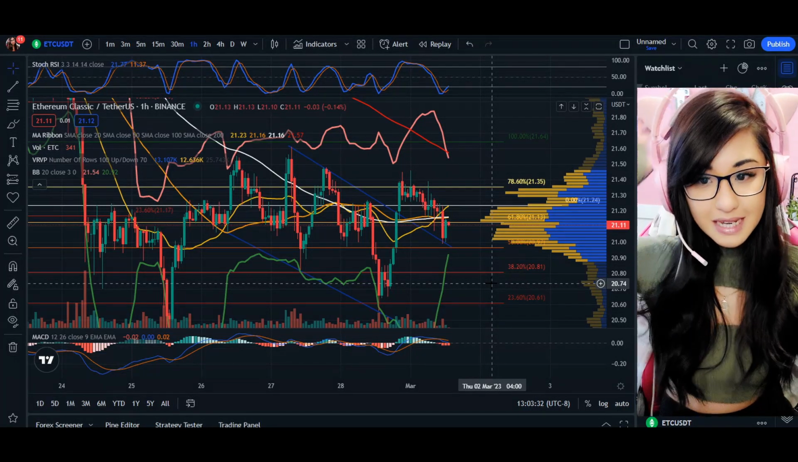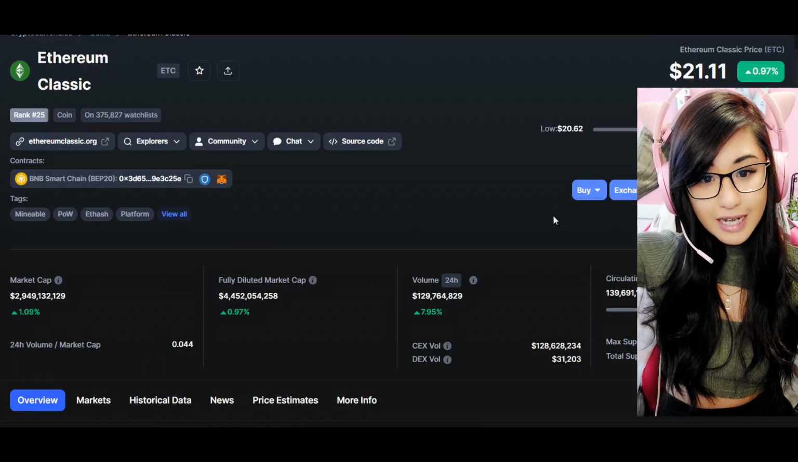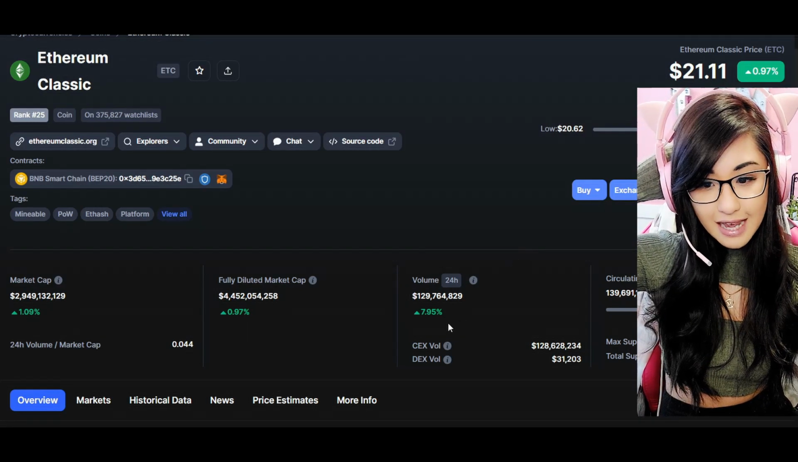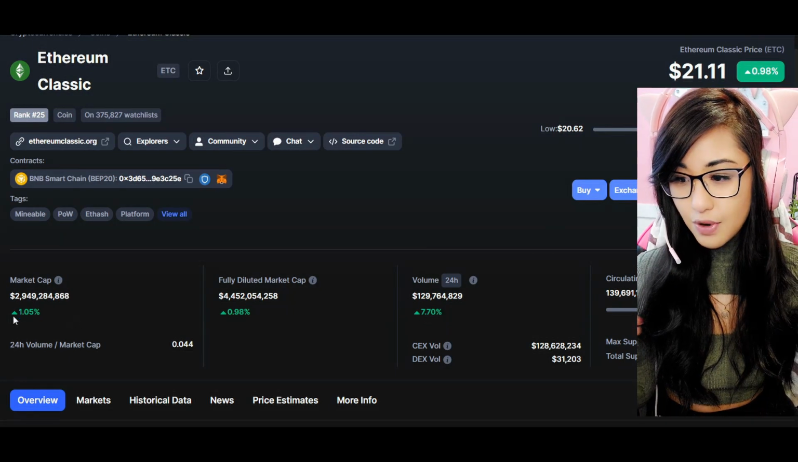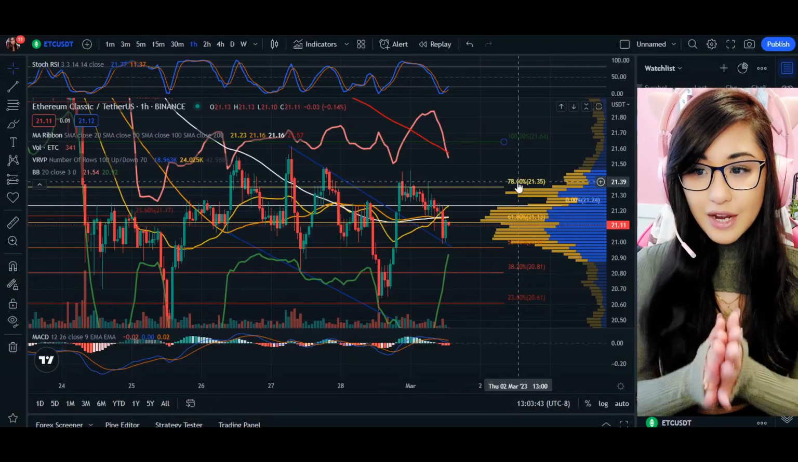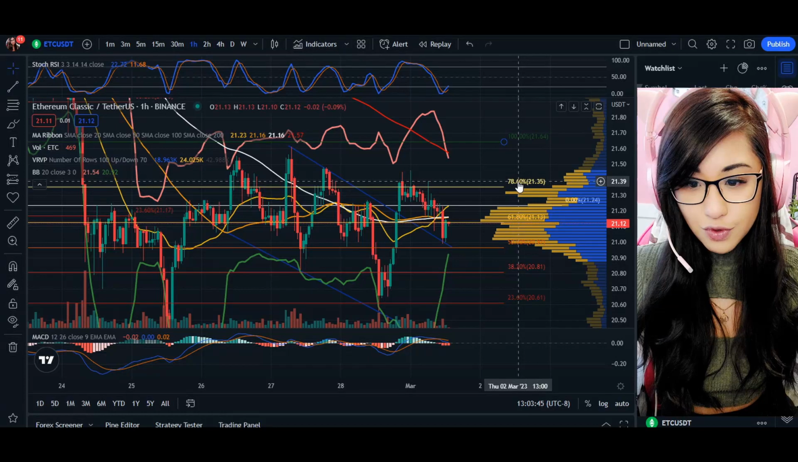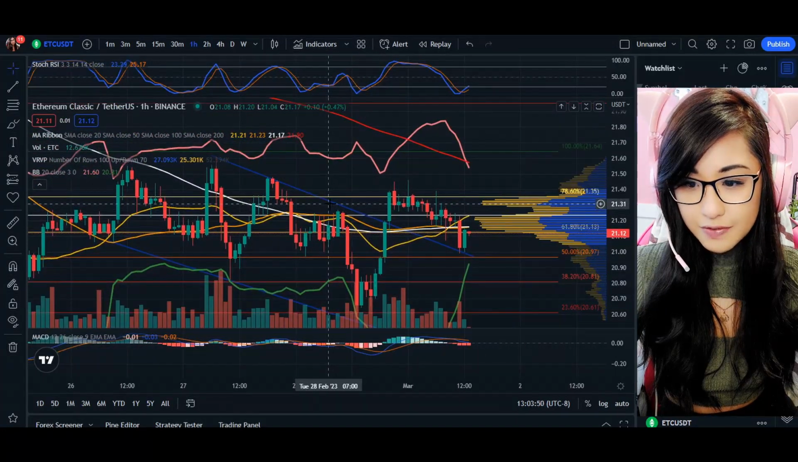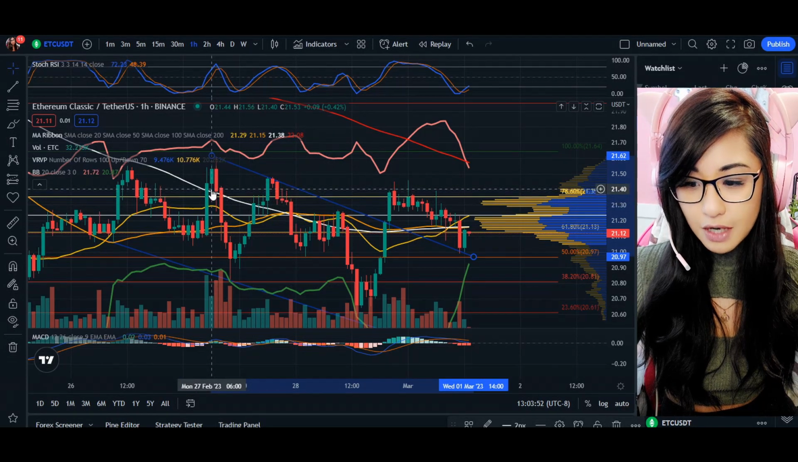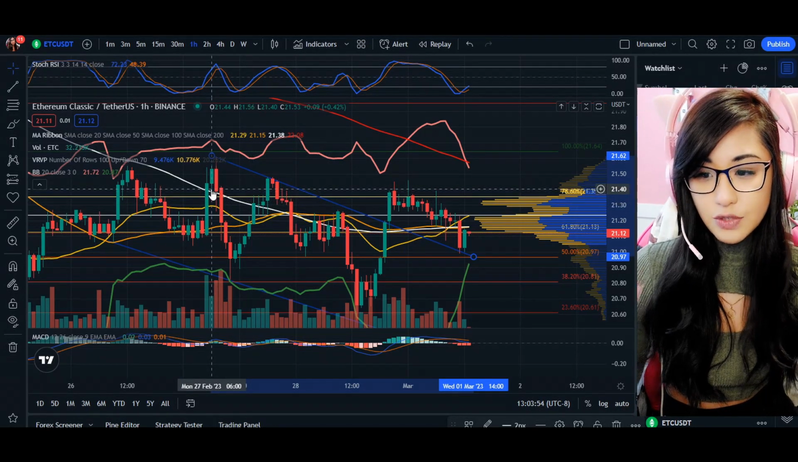In today's video update here for Ethereum Classic, we are trading at $21.11. 24-hour volume, we're up 7.95%, and market cap, we are up 1.05%. So heading over to our immediate short-term chart for 1 hour, we are retesting this trend line here that we've seen backdated all the way from our swing high on February 27th.